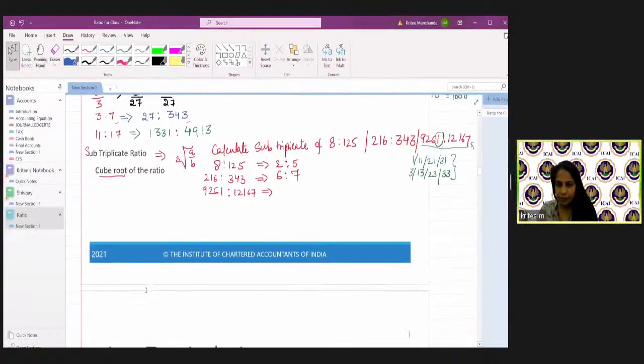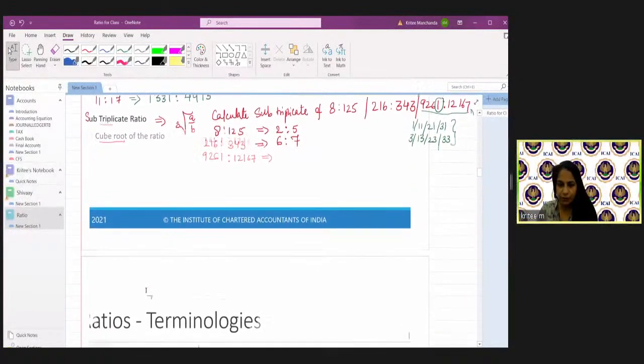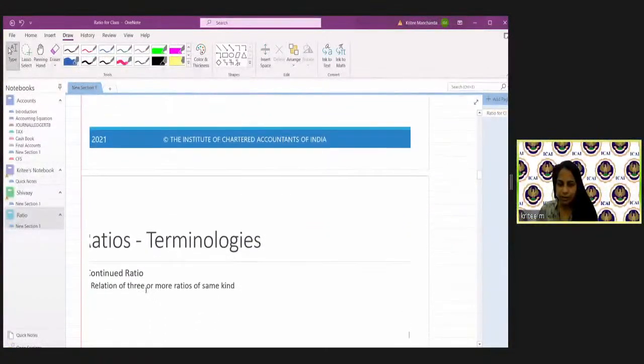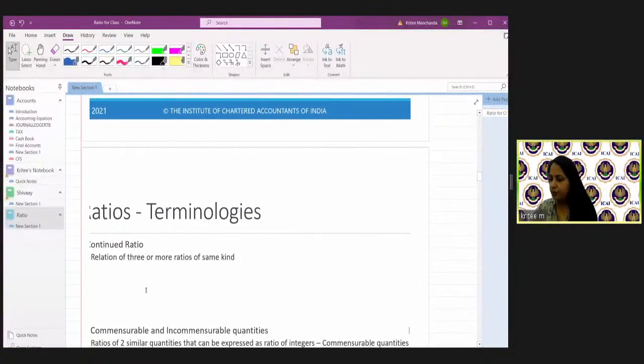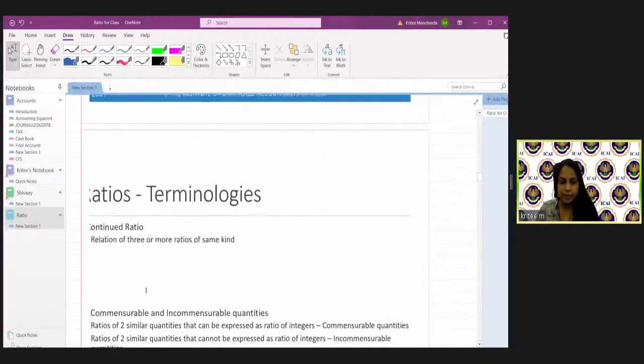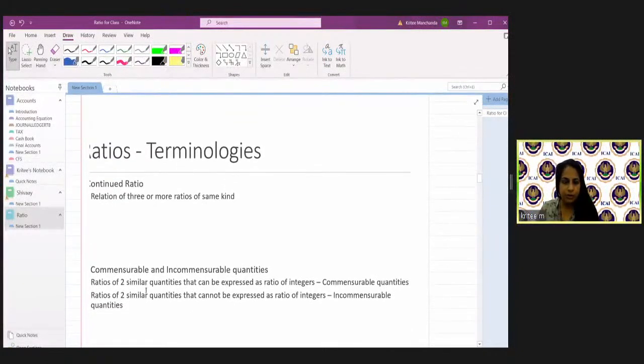Now you might be wondering, I've left this for all of us to try calculation. All right. So the next thing that we are going to talk about here is certain more terminologies of ratios. One of them is continued ratio. This is very important because often people confuse it with proportion. Continued ratios are different and proportions are different.